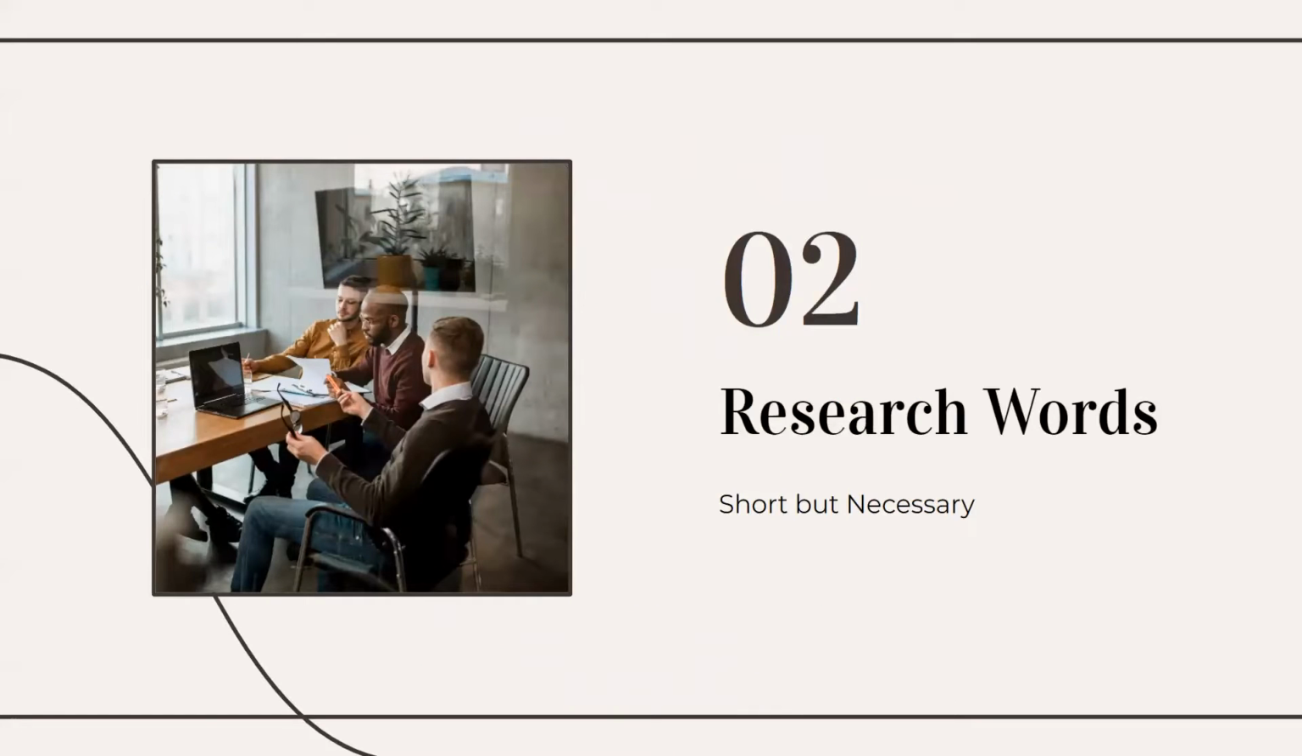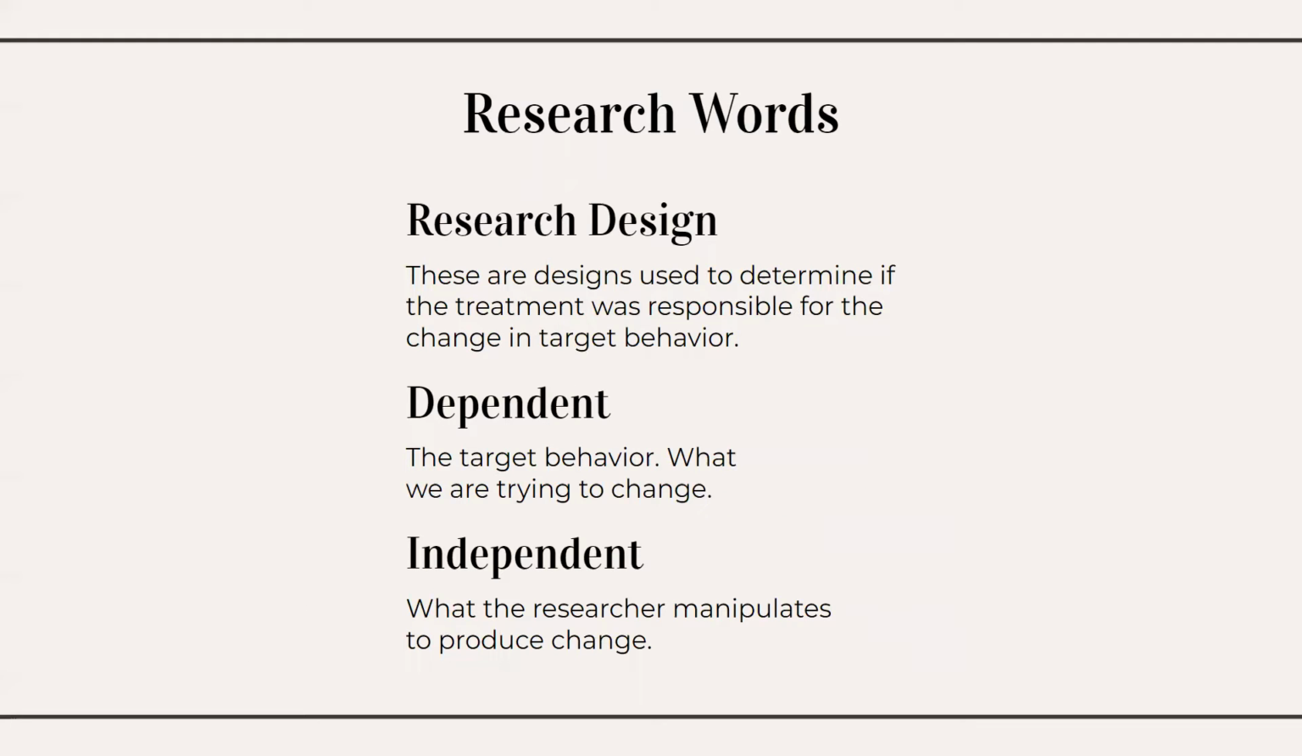So here are some necessary research words that you should know. The first one is research designs. These are designs used to determine if the treatment was responsible for the change in target behavior. There's also the dependent and independent variable. The dependent variable is the target behavior. What are we trying to change? And the independent variable is what the researcher manipulates to produce the changes.